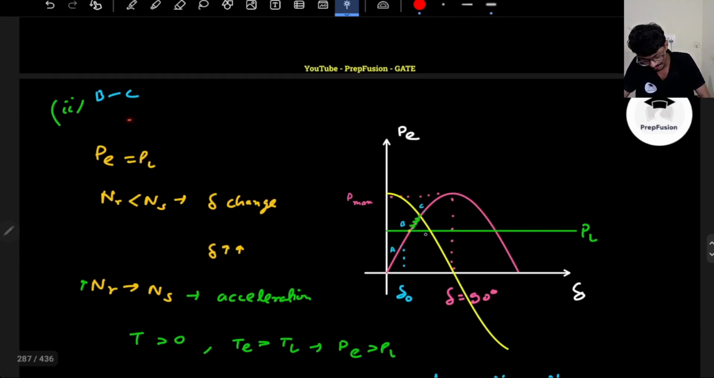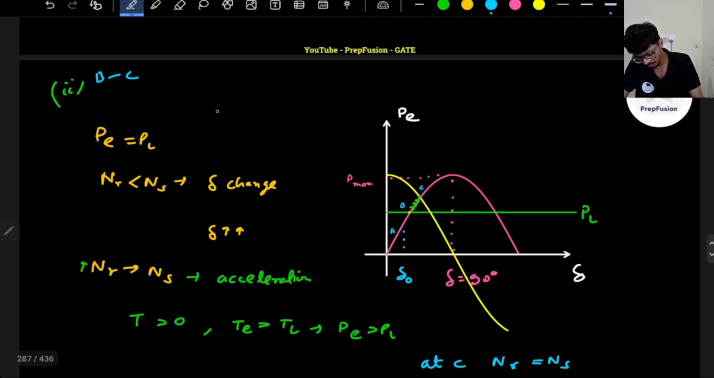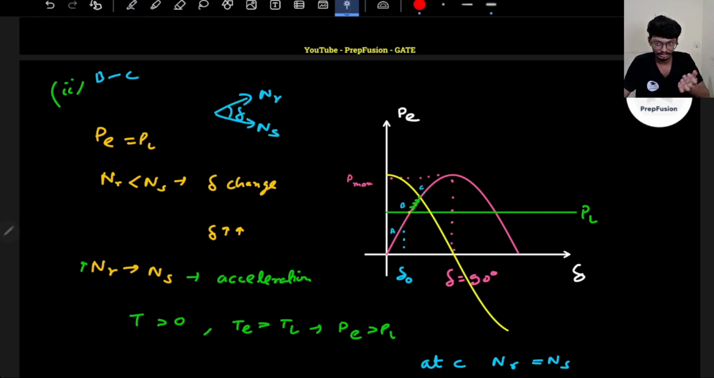But as soon as I reach after B point, what will happen? This point will not be a stable point. Why? Because my NR is still less than NS. Stability means NR, NS both will be same, because to maintain a constant power angle difference, NS and NR have to maintain a constant power angle difference, right? If NR is still lower than NS, what will happen? Still this delta will increase, right? This delta will still increase.